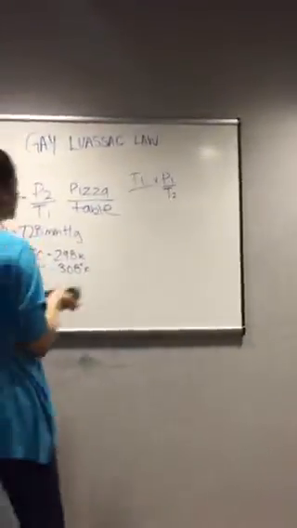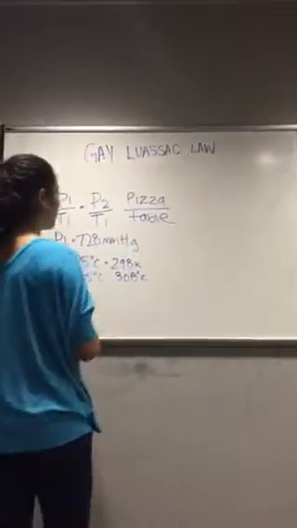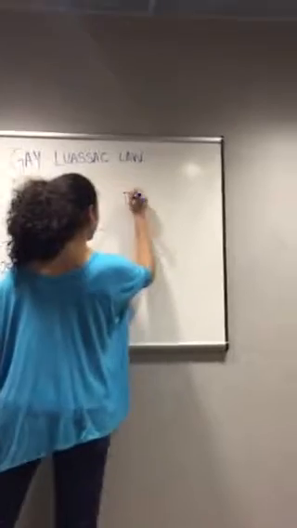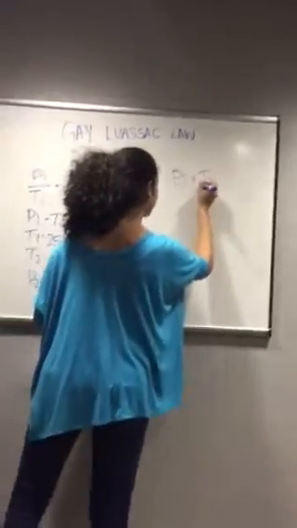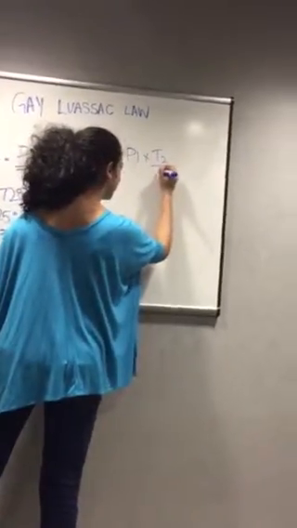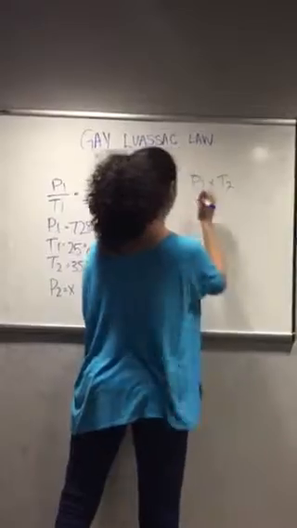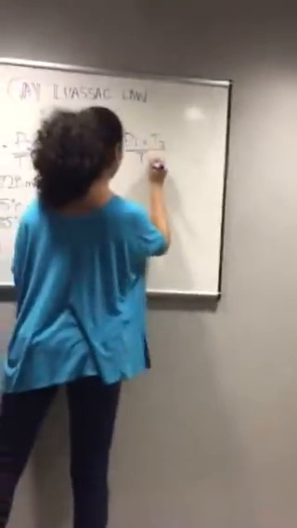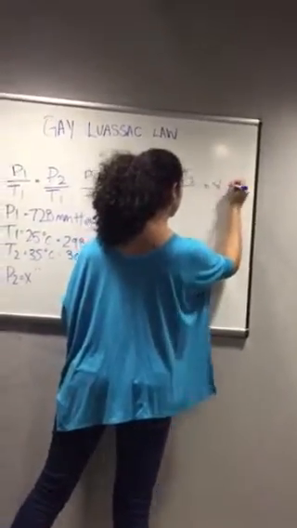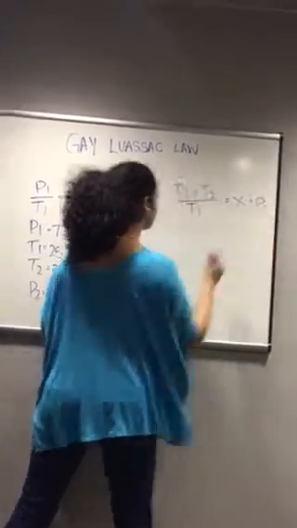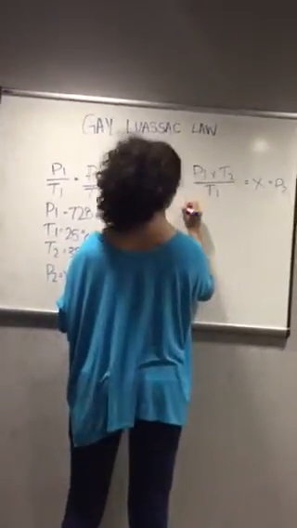Okay, you wrote a 1 on there instead of a 2, but it's okay. So it's going to be P1 times T2 over T1, all of it over T1, is going to equal our unknown variable, which is P2. Okay, so now we're just going to fill in the blanks. So just look at the things you have there and just fill in accordingly.